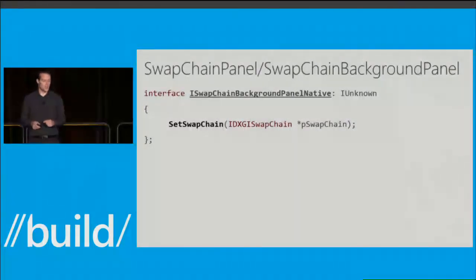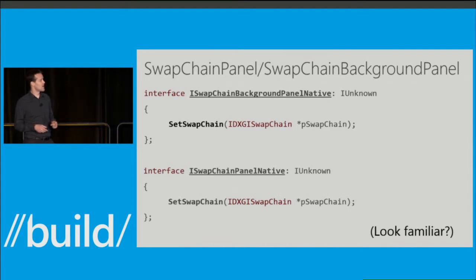So how does this API work? Once again, an IUnknown derived interface, and this one's much simpler. You call set swap chain to associate your swap chain with the XAML element, and once you've done that, you can render and present that swap chain on another thread. You need to call this API on the UI thread, but actually controlling the swap chain you can do from anywhere. Likewise, for swap chain panel native, the same API exactly. So it's pretty simple.